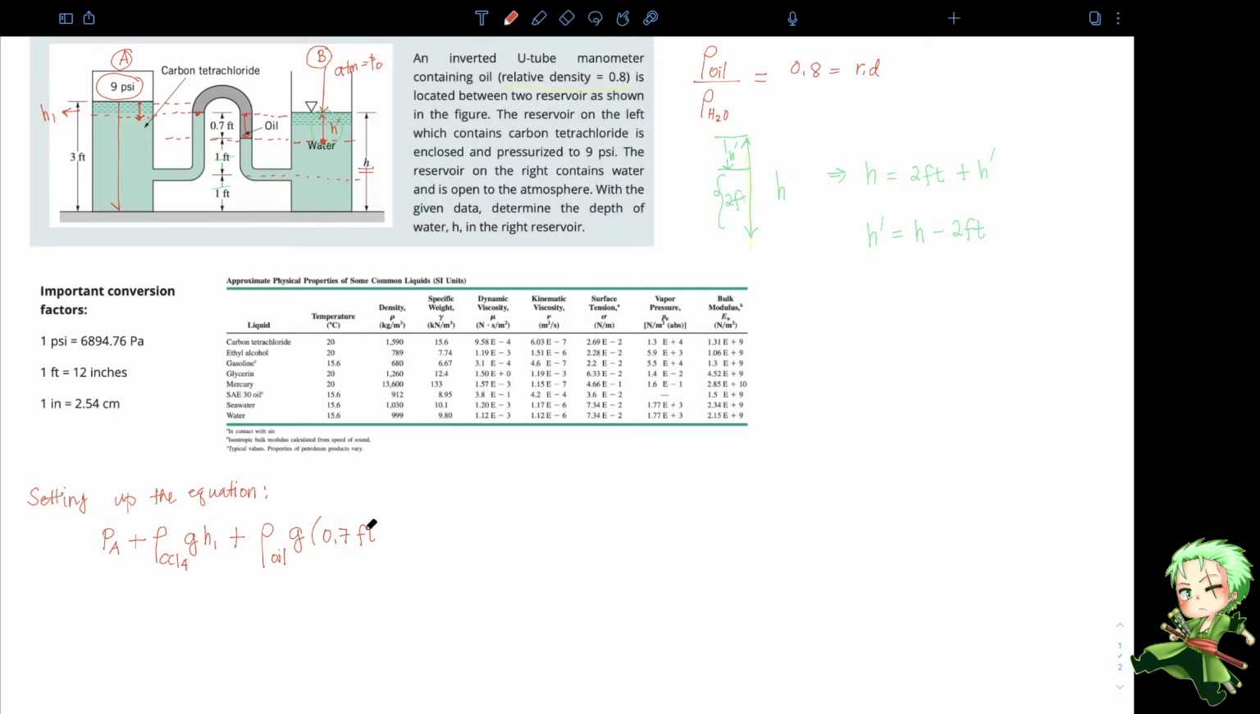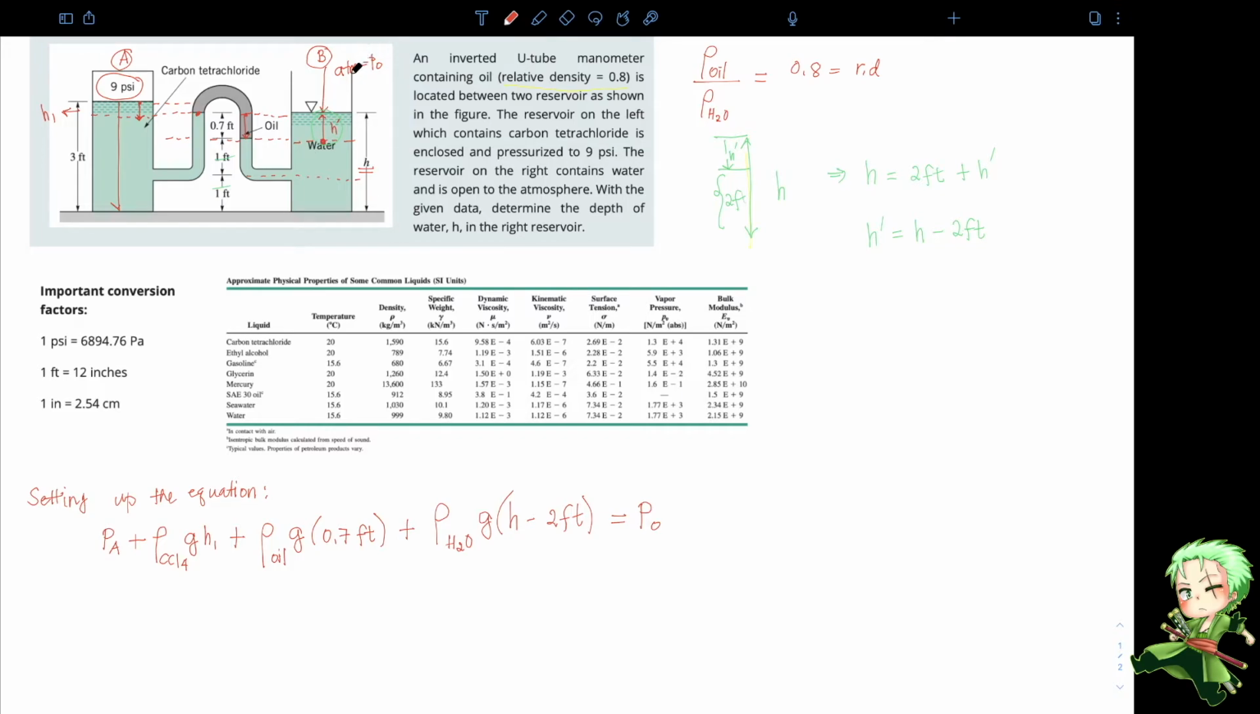So 0.7 feet. Okay, that is for the case of oil, and then we add plus, since we are moving up, the density of, we are now moving in water, and then g, and then H prime, as we see, is just H minus 2 feet. And then the last thing is you equate that with P naught, or the pressure at the surface, and that is the atmospheric pressure.